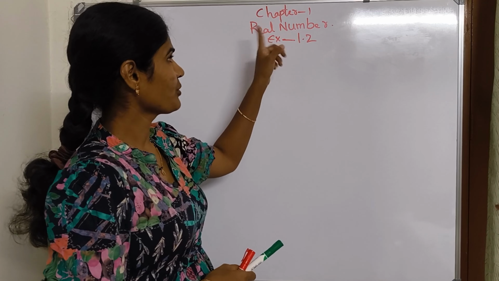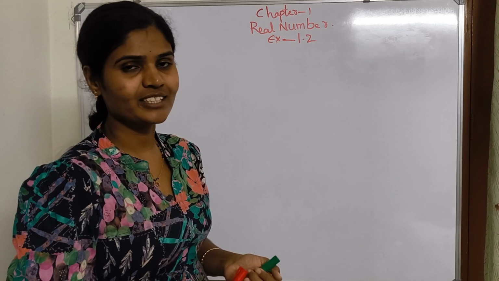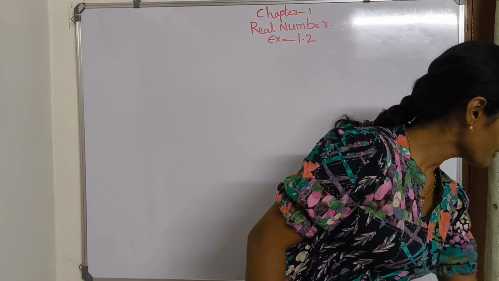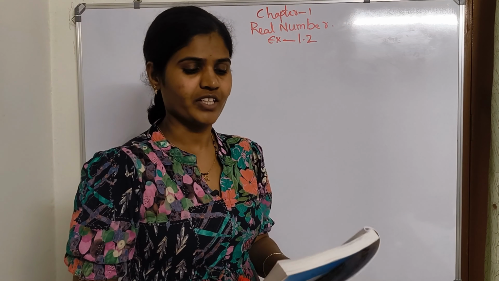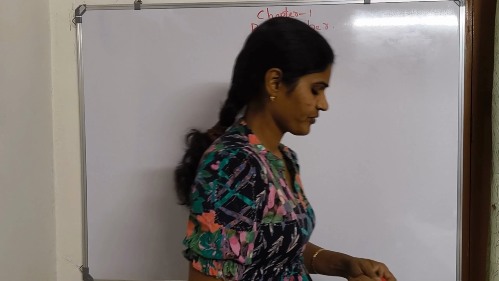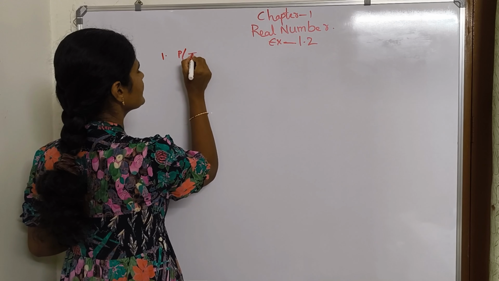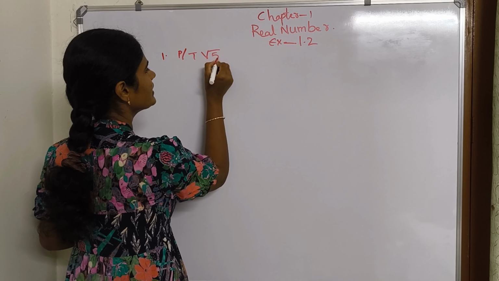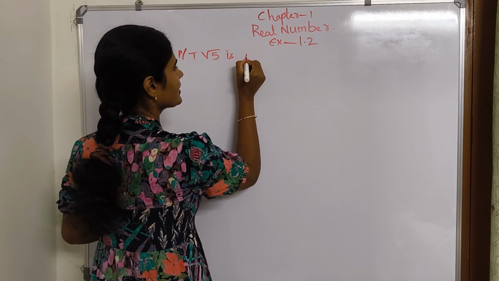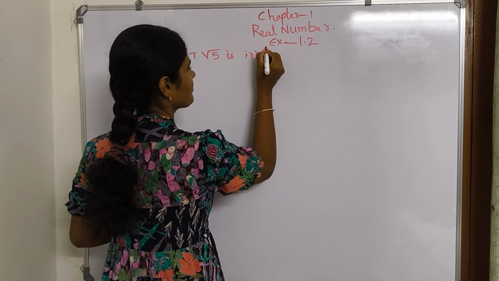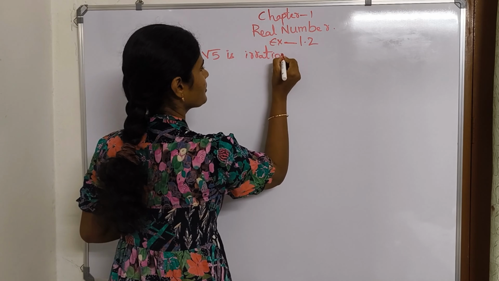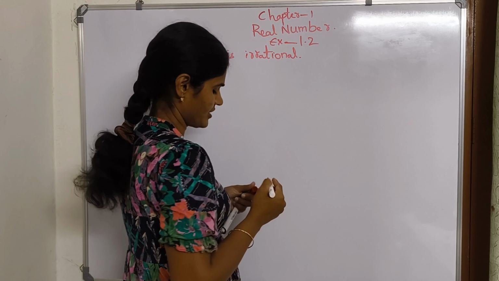Today's topic is Chapter 1 Real Numbers, Exercise 1.2. Exercise 1.2, question number 1. Prove that root 5 is irrational. So first question: prove that root 5 is irrational.